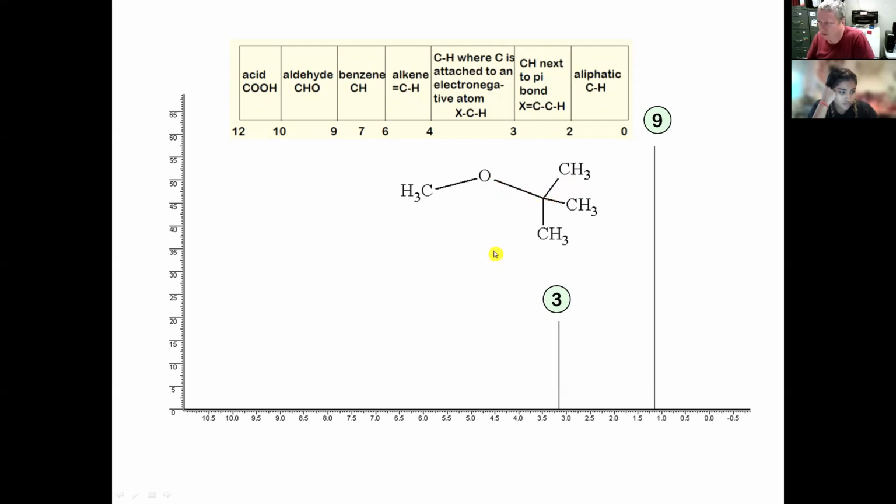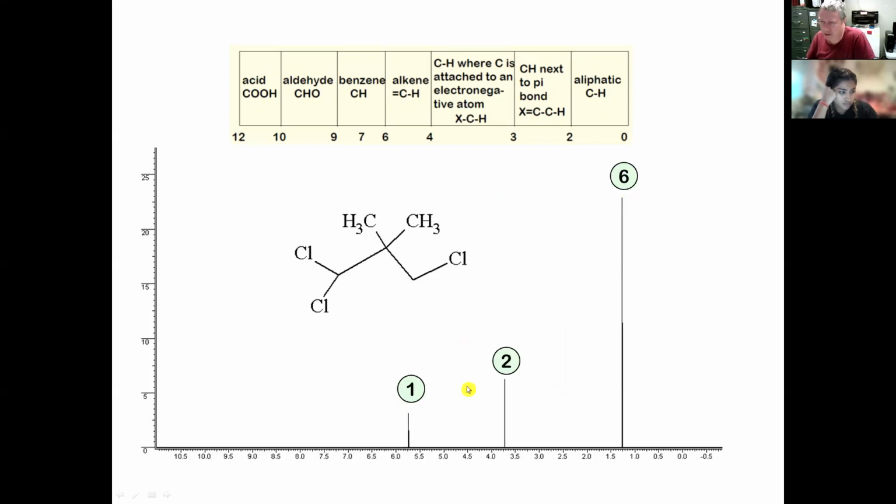All right. But this one, this is the first thing about the integration. 1 to 2 to 6. Does that make sense? Well, we have 3 kinds of protons. We have this proton. We have these protons, the CH2, and we have the 2 methyls. Yeah, 1 to 2 to 6 makes sense. So we know which of these signals is which just from the integration, right?